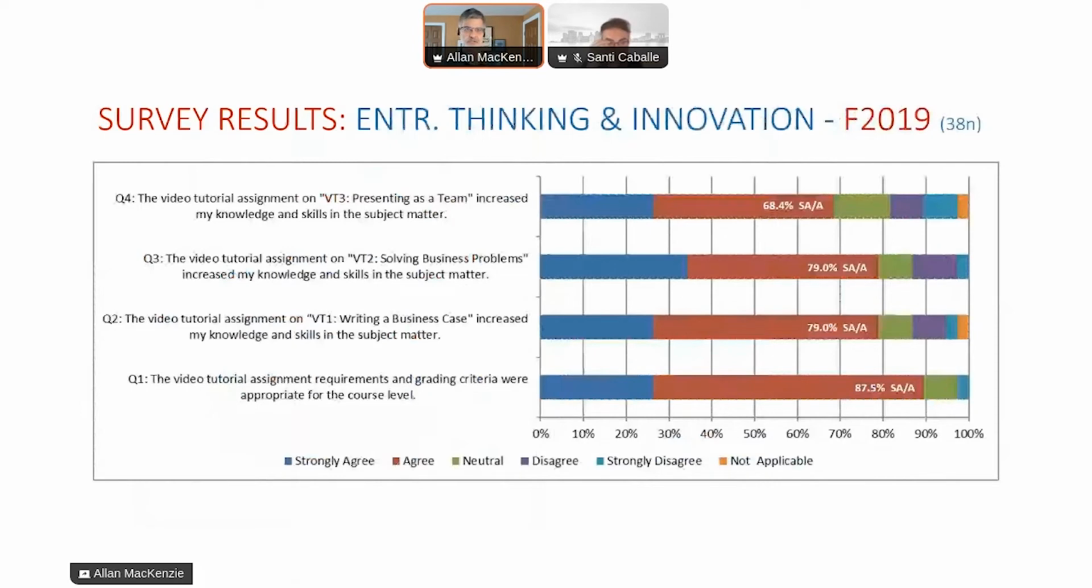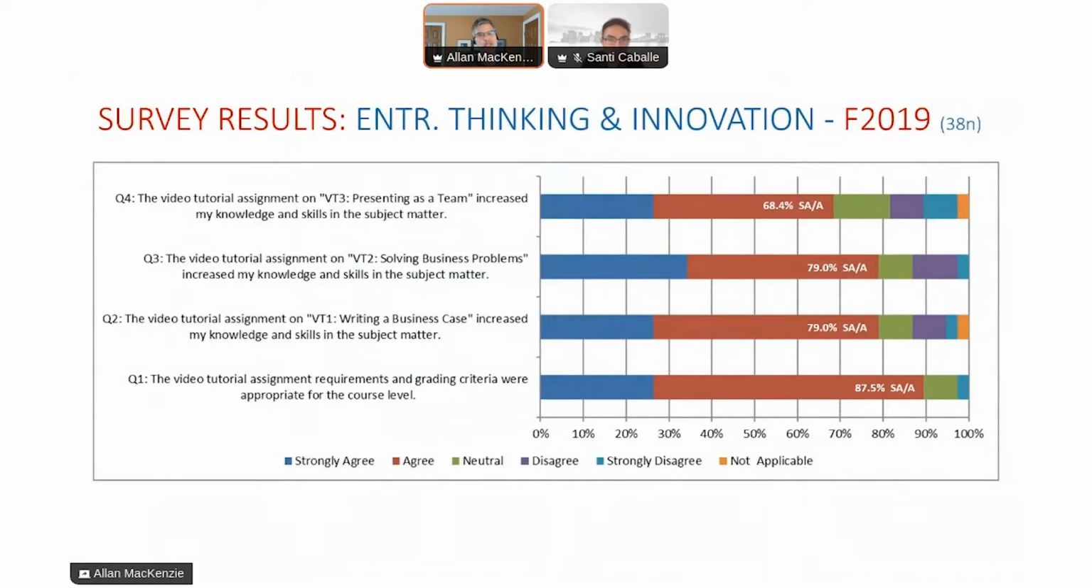Then I wanted to survey the students about what they thought of the grading criteria, as well as the actual 3 assignments that they had to do. Certainly, they strongly agreed that the grading criteria was appropriate for the type of course. Almost 88% thought that was positive.